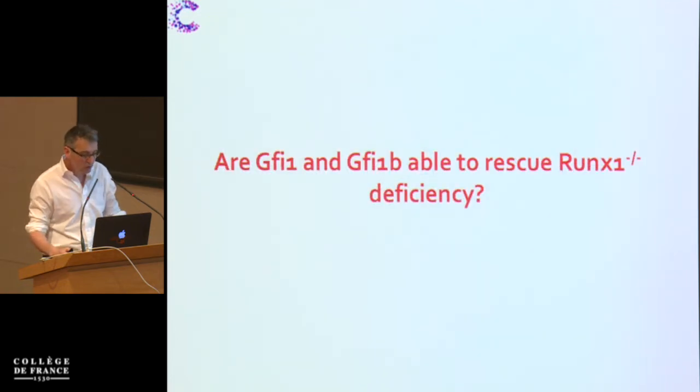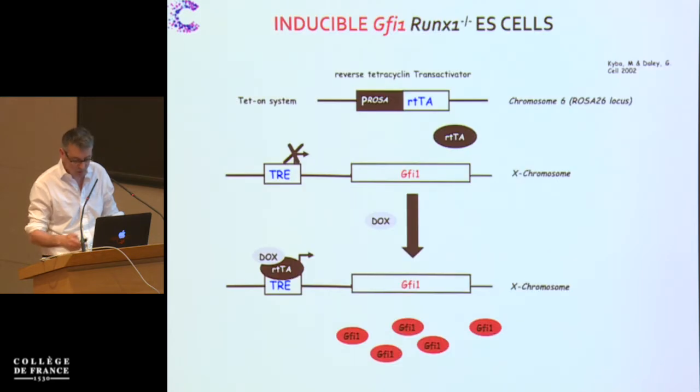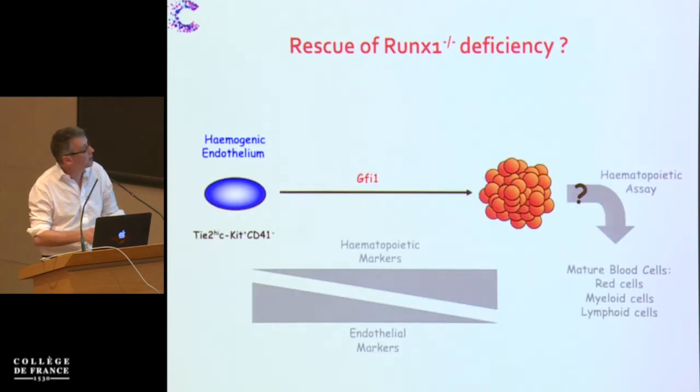So the first question we wanted to ask: we have ChIP-seq data showing that these are direct targets of RANKS1, and the idea was, are they able to rescue some of the phenotype we have in absence of RANKS1? To do this, we generated RANKS minus ES cells in which we have an inducible doxycycline GFI1 or GFI1b cassette. We know this is blocked in absence of RANKS1. We can ask, if we take this hemogenic endothelium, which expresses Tie2, an endothelial marker, and express GFI1, do we get this change in morphology?